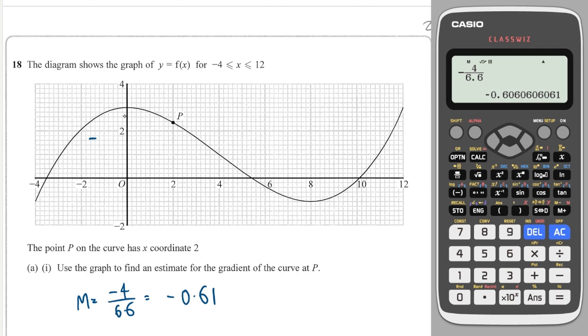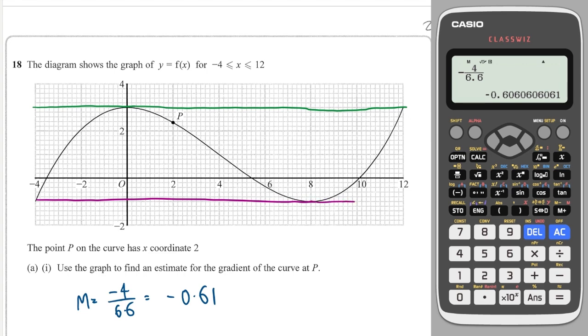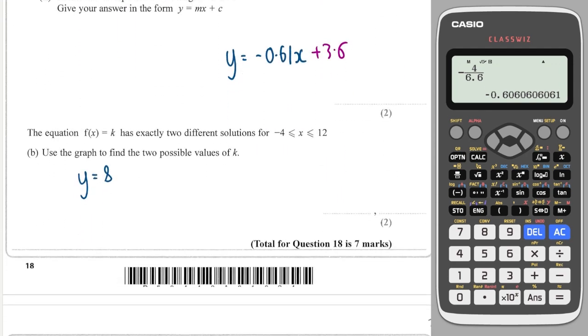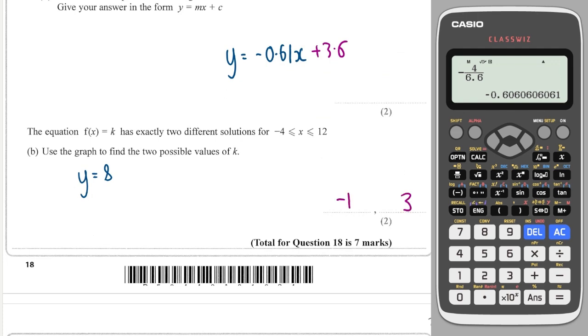So if I just get rid of this, I could draw a horizontal line across here which cuts once and then cuts again, so that's twice. Or I could draw a horizontal line across here which cuts once and then twice. And those are the only two horizontal lines I could draw that cut exactly twice. So those y equals lines are at 3 and at minus 1. So the answers are minus 1 and 3. And we're done.